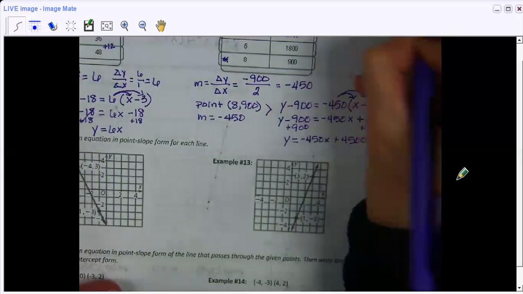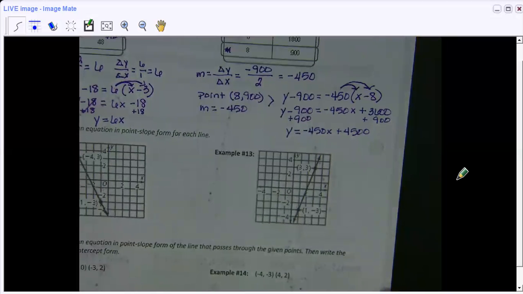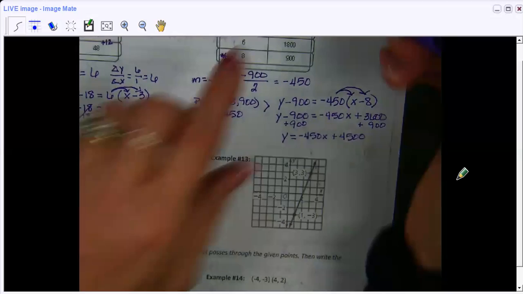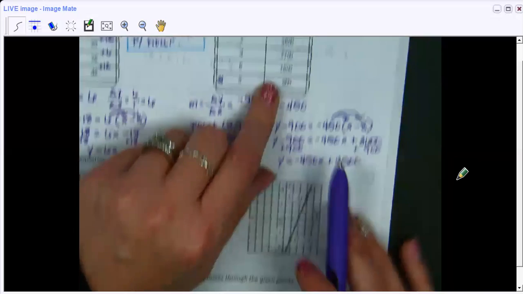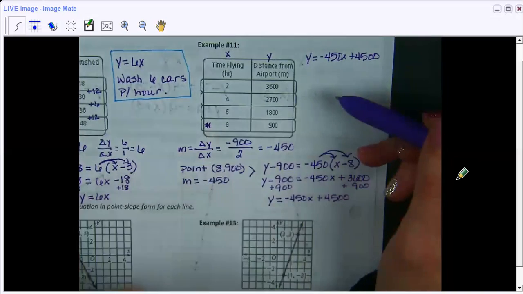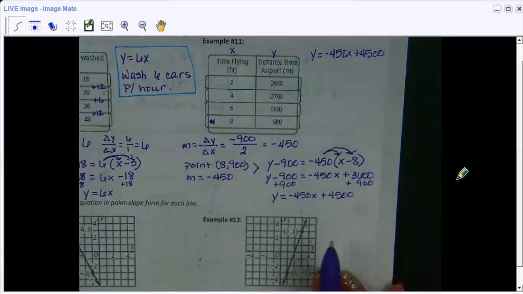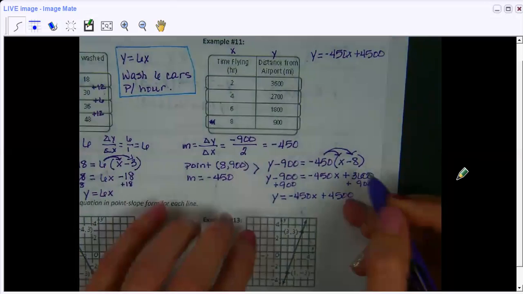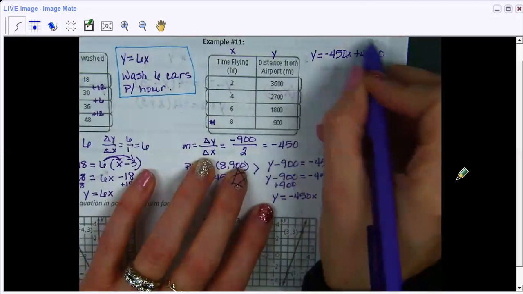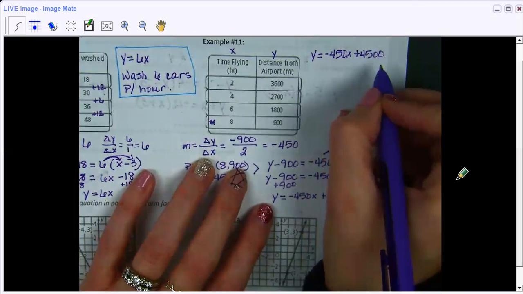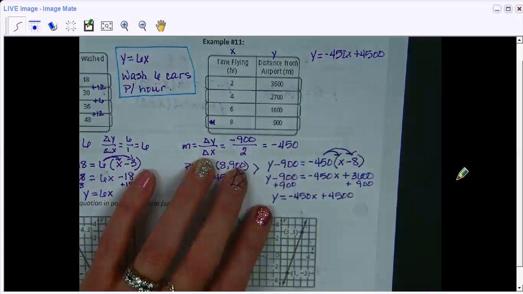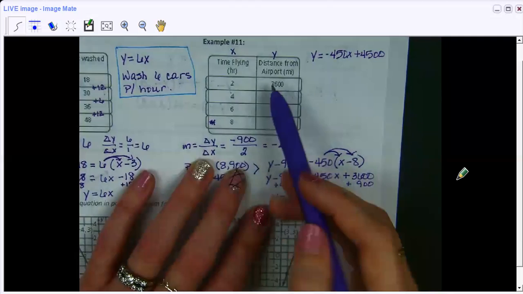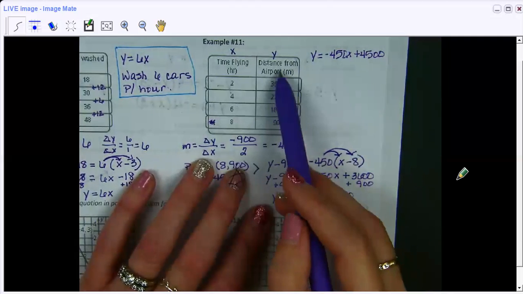And we have to describe what this means. So your y is your distance from the airport. So your y-intercept, does anyone know what your y-intercept represents? Yeah, the intercept at the y on a graph. Now in the real world situation though, do you guys know what it's in relation to this airplane? It's distance from the airport.